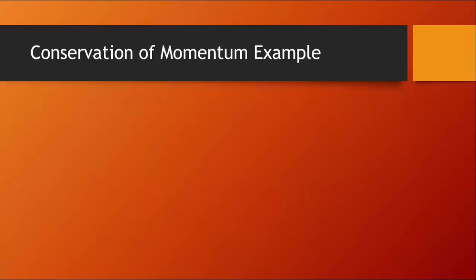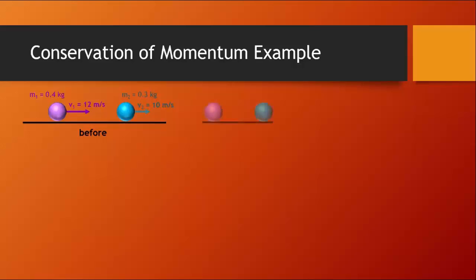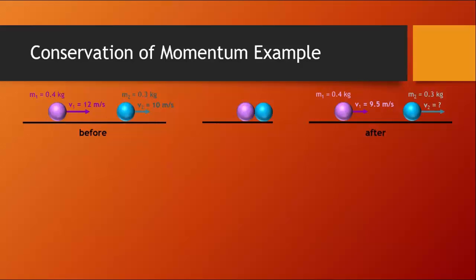Here's an example of a problem that involves the conservation of momentum. Here we have a purple ball of mass 0.4 kilograms traveling 12 meters per second toward a blue ball that is 0.3 kilograms, traveling only 10 meters per second. Since the purple ball is traveling faster, it's eventually going to collide with the blue ball. And afterward, they'll both be moving in the same direction, but their velocities are going to be different. Because of the collision, the purple ball slows down to only 9.5 meters per second. What we want to figure out is how fast is the blue ball moving after the collision.